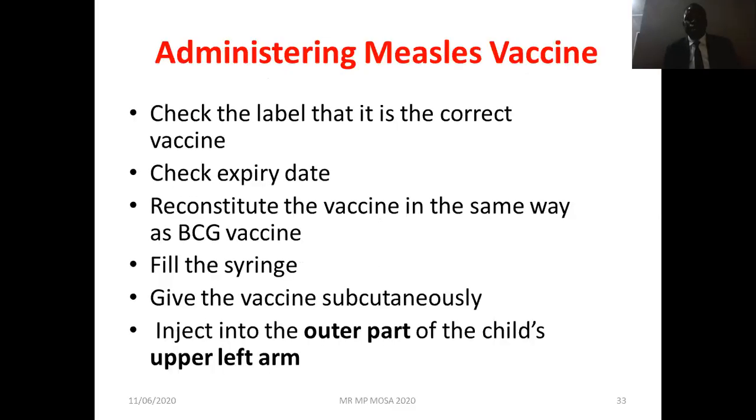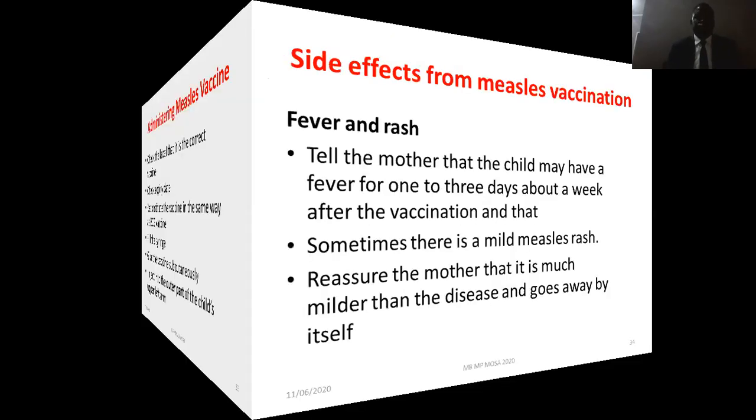When administering this vaccine, we also have to ensure that we check the label that it is the correct drug. Reconstitute the vaccine in the same way we reconstitute the BCG vaccine, that is, filling the syringe and then giving the vaccine subcutaneously. Inject in the outer part of the child's upper left arm.